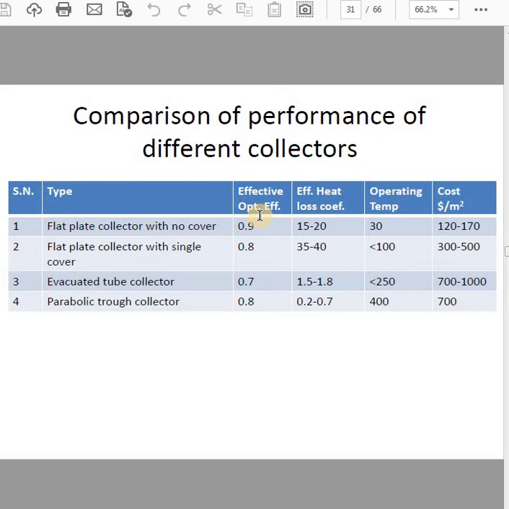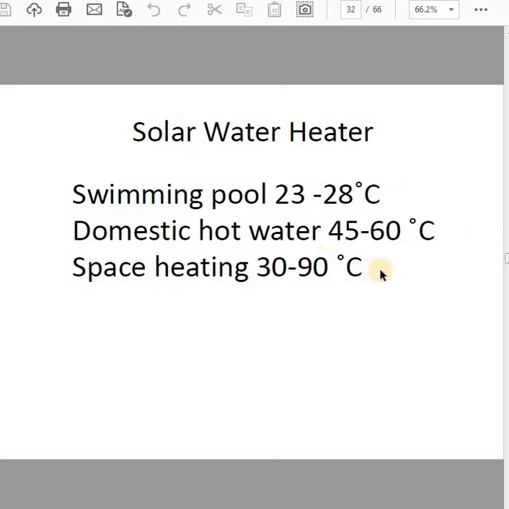Now, a comparison of different collectors being utilized. Here a flat plate collector with no cover will have an effective optimum efficiency of 0.9, with a single cover will have this, evacuated tube collectors will have this, and parabolic trough collectors will have this, and the heat loss is 15 to 20, and the operating temperature is 30 degrees Celsius, and the cost is this many dollars per meter square. So if you see, flat plate collectors with no cover have effective output efficiency and less cost when compared to the other collectors.